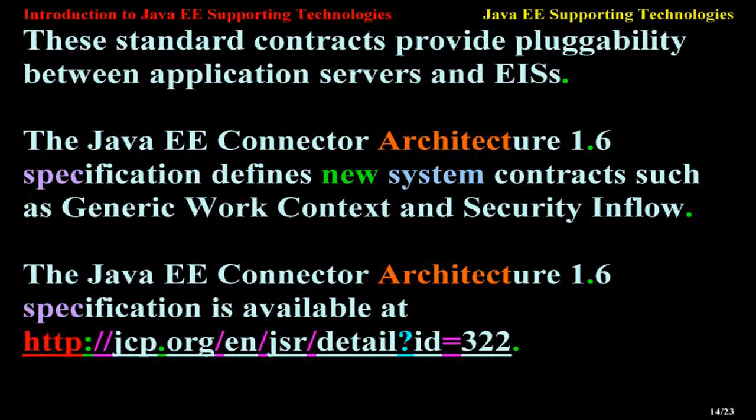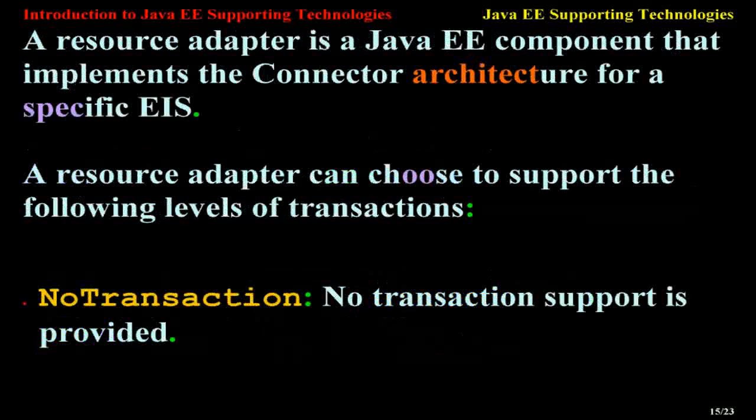The Java EE Connector Architecture 1.6 specification defines new system contracts such as generic work context and security inflow. The Java EE Connector Architecture 1.6 specification is available at http://jcp.org/en/jsr/detail?id=322. A resource adapter is a Java EE component that implements the connector architecture for a specific EIS. A resource adapter can choose to support the following levels of transactions.